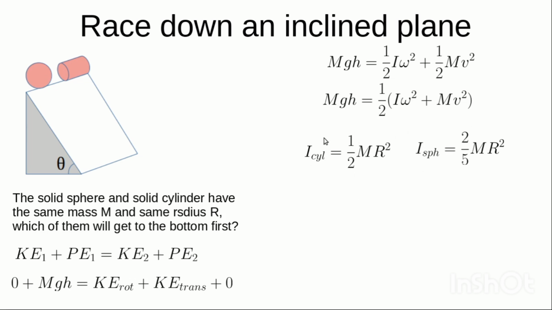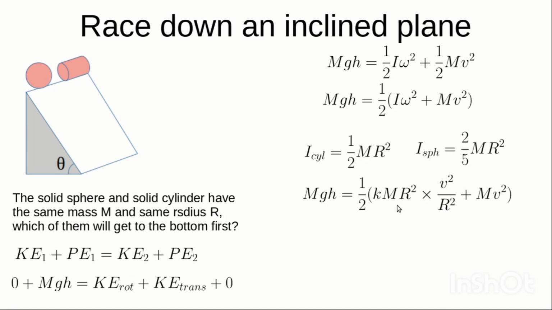So by the time we substitute the value of I into this expression, we have half k m r squared. So when k is 2 over 5, it is for the sphere. When it is half, it is for the solid cylinder. Remember, our angular velocity w here is v over r, right?